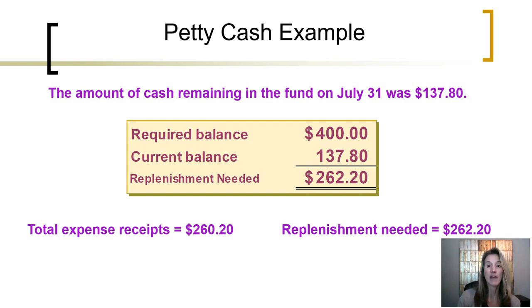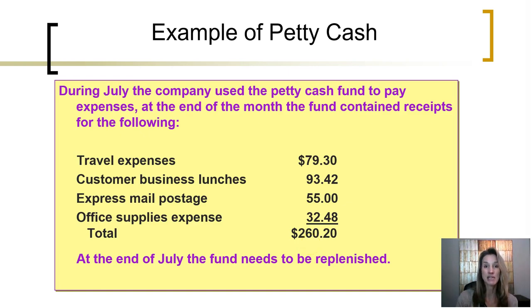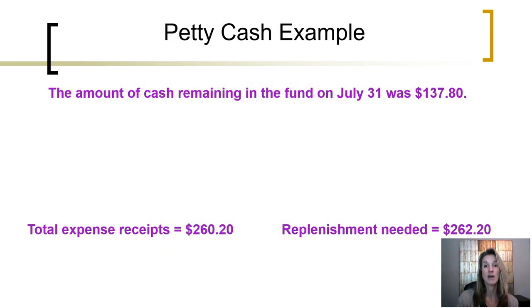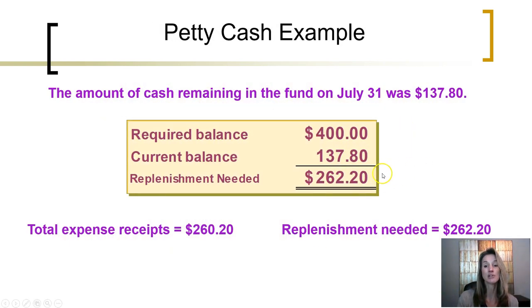So now that we know the amount of cash that needs to be taken out of the main cash account to put into the petty cash lockbox, we also need to figure out the amount of the expenses that were paid. So step 2 is to calculate the total amount of expenses that were paid by the fund. When we added up all those receipts, the total amount of expenses was $260.20. But when we counted up the missing cash, we figured out that $262.20 was missing. Expenses of $260.20, missing cash of $262.20.